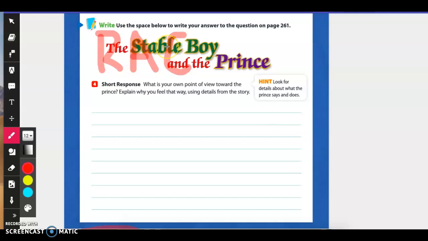And today's mystery word is the prince. So go ahead and get started on that reading work and enjoy the rest of your Friday. It's going to be a beautiful day.